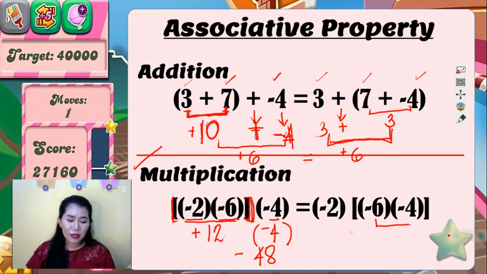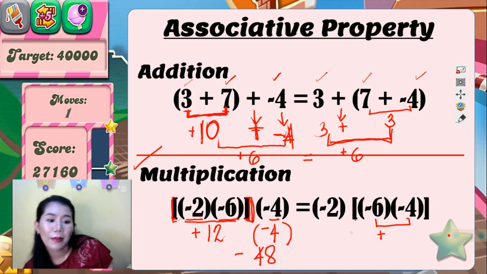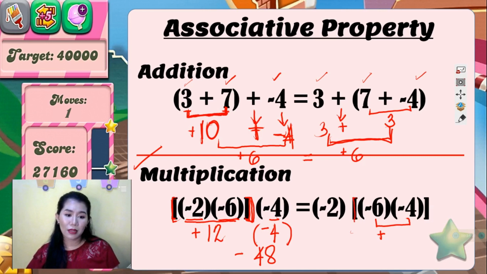Negative 6 and negative 4. This is equal to what? Negative times negative is positive. So, positive daw ang sagot natin dito. May nakita kasi kayong bracket, di ba? So, nangangahulugan na yung nasa loob muna ng bracket na to ang unahin ninyong sagot.